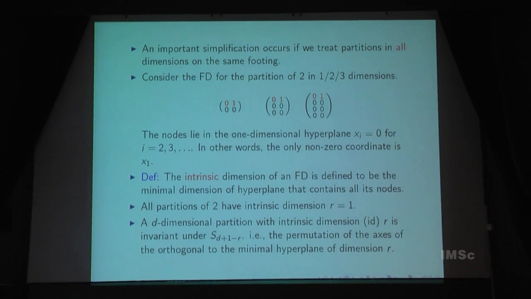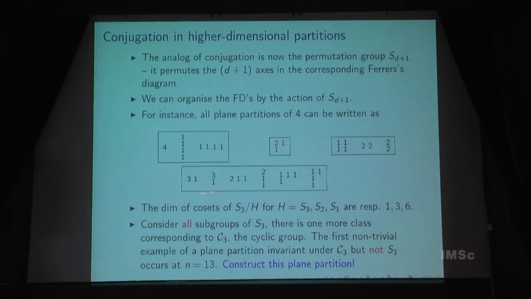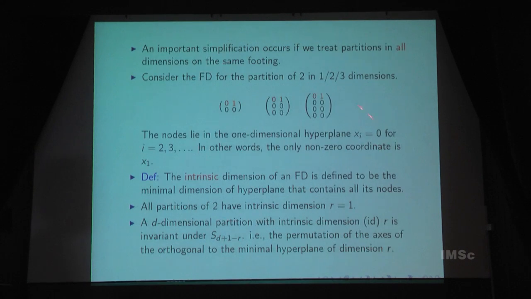In my last 2-3 minutes, I'll tell you simplifications happen if you treat partitions in all dimensions on the same footing. Don't differentiate between them. We already saw this, right? Here we saw that really these are not really 2-dimensional.